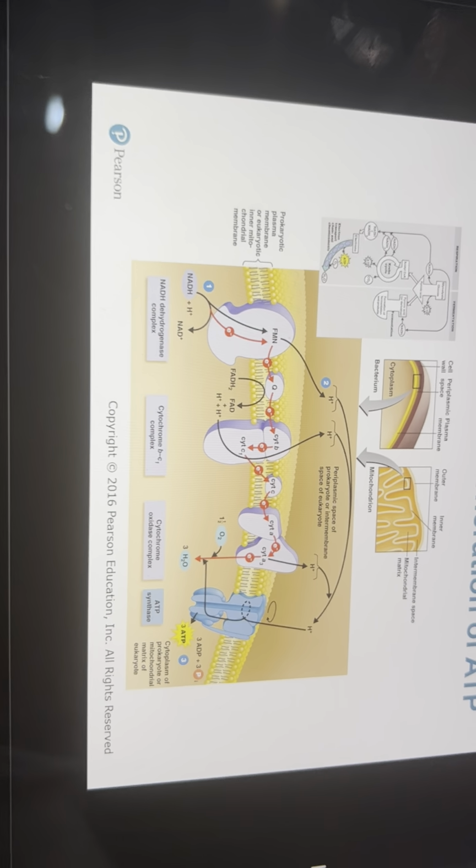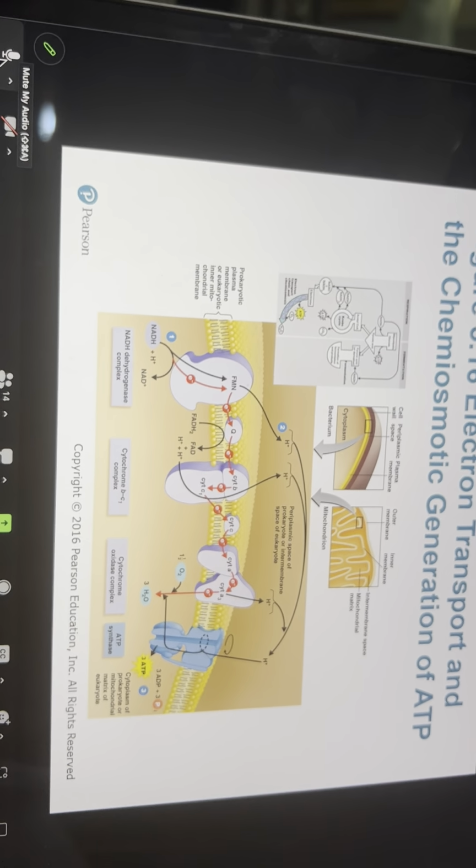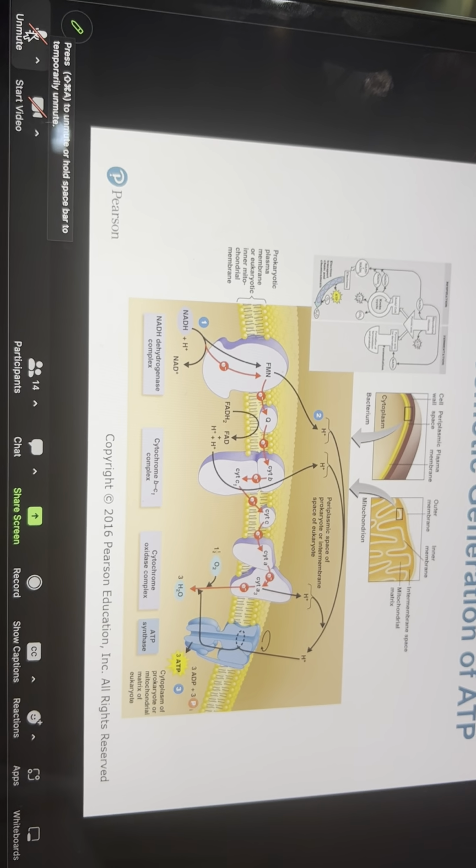Aaron has that. I'm sorry, Raymond has that. Thank you so much. I understand it now. Okay. Now, any questions on the electron transport chain?